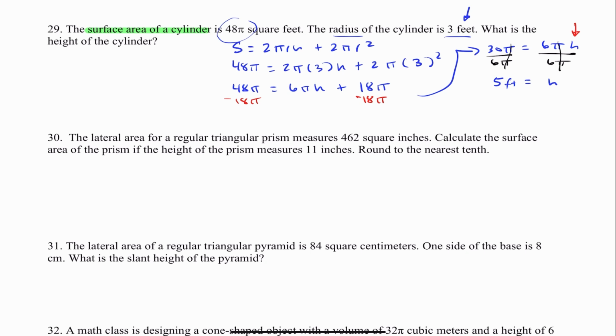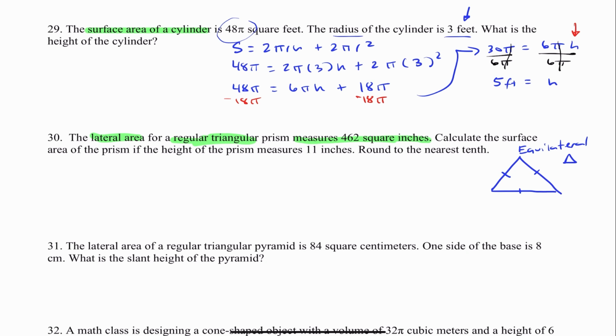So remember, the lateral area for a regular triangular prism measures 462 square inches. So the base of your prism is a regular triangle, right? So that means the triangle has all sides congruent, all angles congruent. So I'm going to go ahead and draw my triangle, and it is an equilateral triangle. And we are dealing with the lateral area of the prism, which measures 462 square inches, okay?